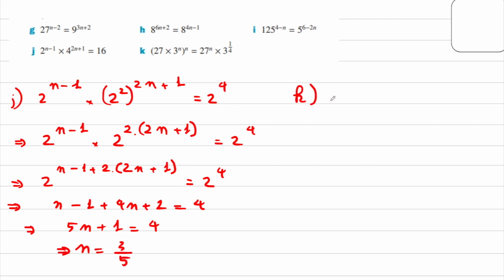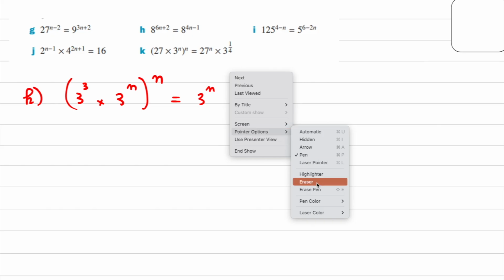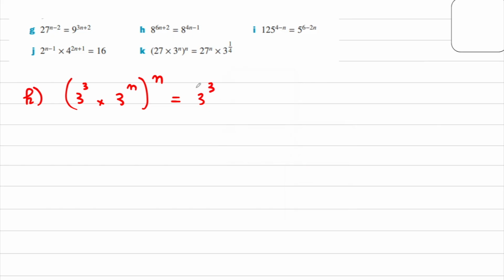And the next one is question K. Oh, sorry, because question K is a little bit difficult, so I will convert that to the base number first. 27, okay, 3 cubed. Next one, 3 to the power of n. The other side will be n here. 27 is 3 to the power, oh, sorry, here is 3n first. 3 first, and then n outside. And here, 3 to the power of 1 over 4.